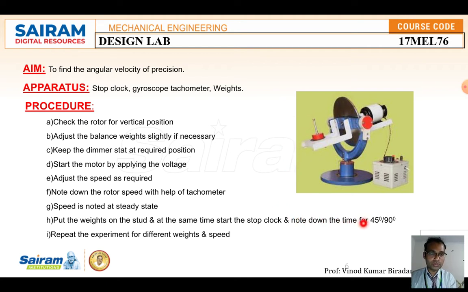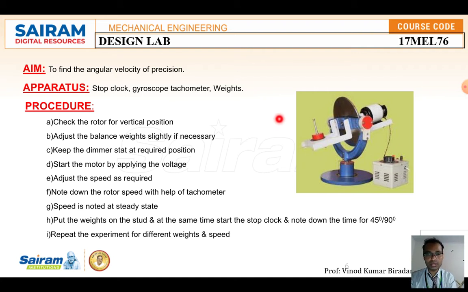Okay, for the 45 degree and 90 degree it will tilt. So this is going to tilt, note down the time. Once at 90 degree and once at 45 degree. Like this you repeat this experiment around 2 to a maximum of 5 readings, that is 5 weights. So this is how we are going to conduct the experiment.